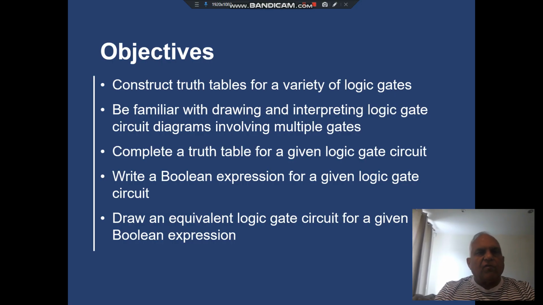Be familiar with drawing and interpreting logic gate circuit diagrams involving multiple gates. Complete a truth table for a given logic gate circuit. Write a Boolean expression for a given logic gate circuit. Draw an equivalent logic gate circuit for a given Boolean expression.